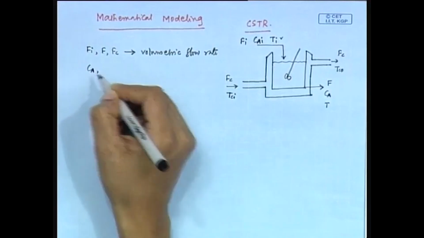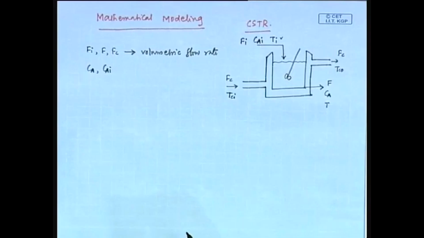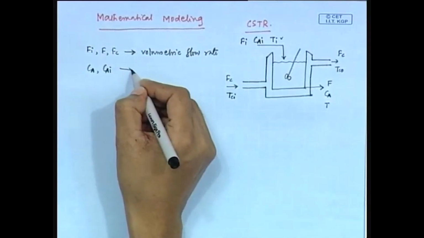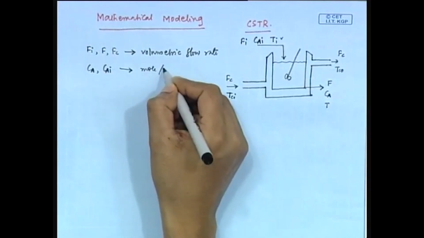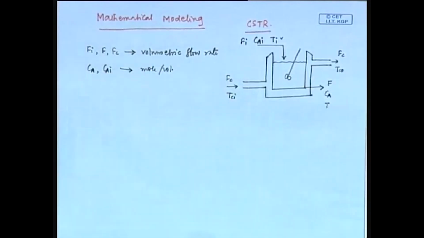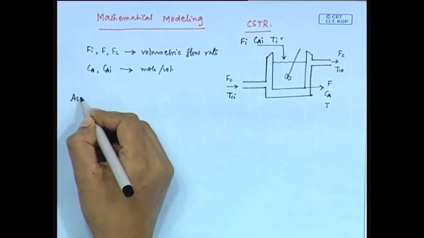Concentration Ca and inlet concentration Cai both are molar concentrations, I mean the unit is, say, mole per unit volume. Fine. Ca and Cai both are molar concentrations, for example, in mole per unit volume. Next we will consider the assumptions.